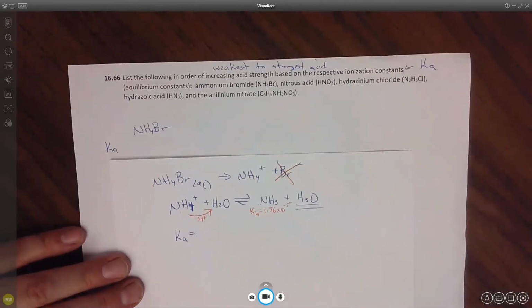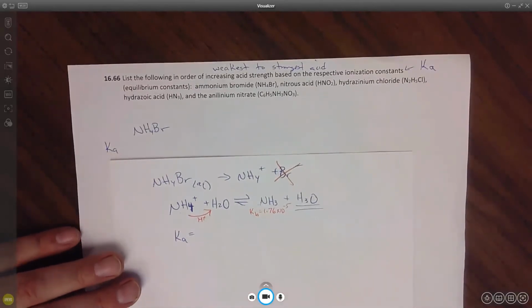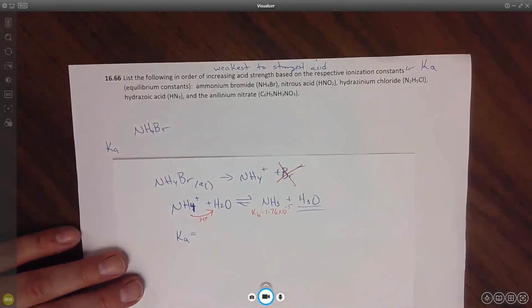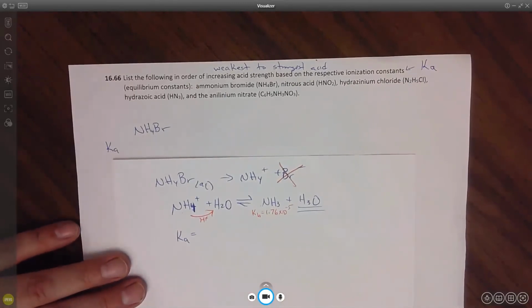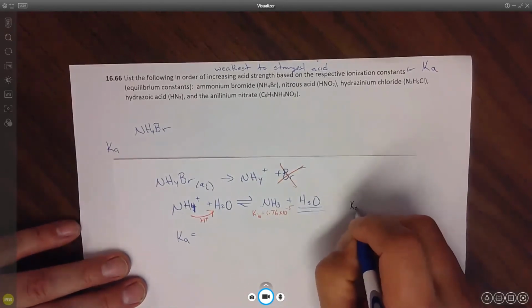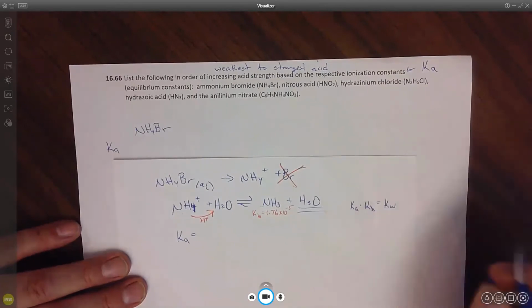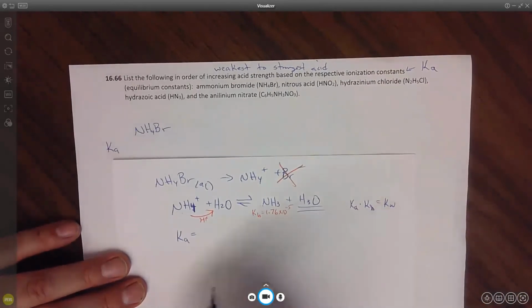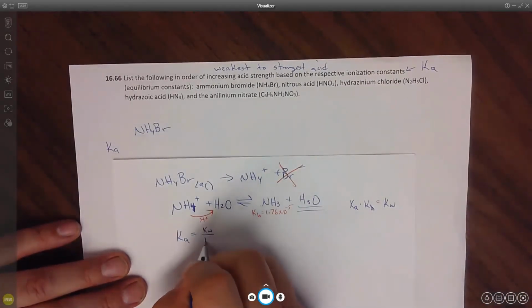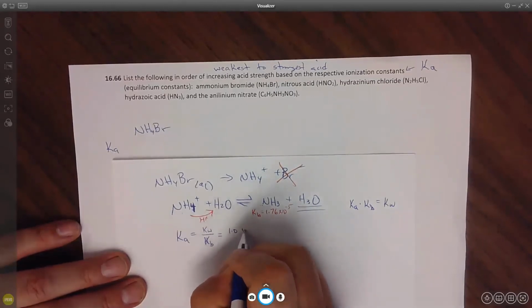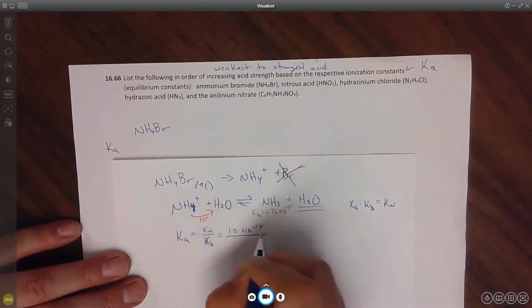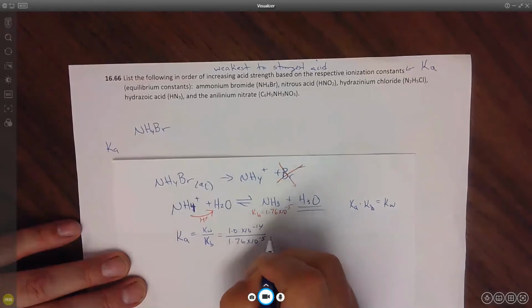So how does that help me get the Ka, Eugenie? Divide Kw by the Kb. Yeah, again, we know that Ka times Kb of a conjugate acid-base pair is equal to Kw. So I'm just going to rearrange this equation for Ka. That means it's just Kw over Kb. So that's 1.0 times 10 to the negative 14 divided by our Kb that we just looked up, 1.76 times 10 to the negative fifth.